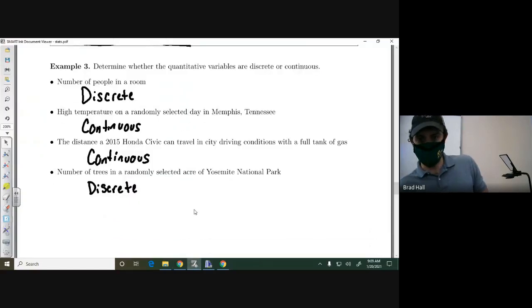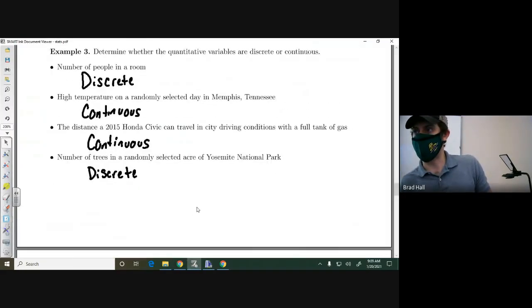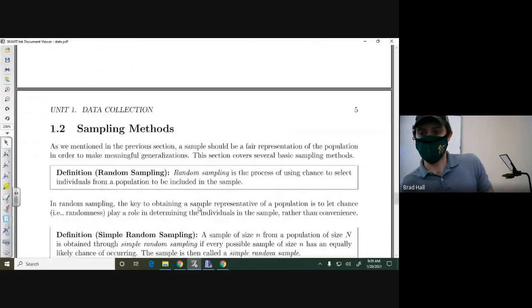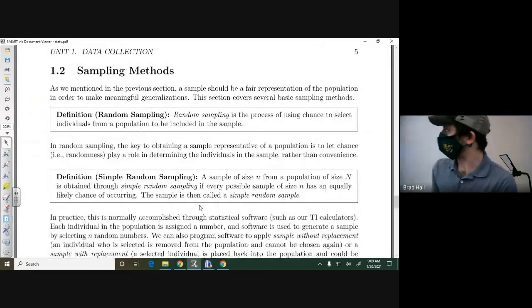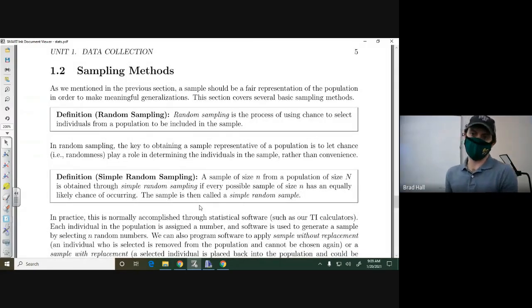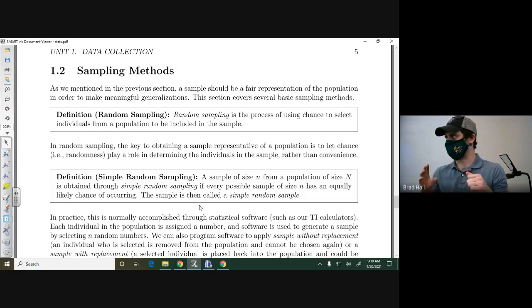So let's move on to the next section on sampling methods. As I mentioned in the previous section, you want to pick a good sample in order for that to be a fair representation of your population, so you can make some meaningful inferences or generalizations about your population. There's a process for how I determine my sample, and there are actually methods for doing so.